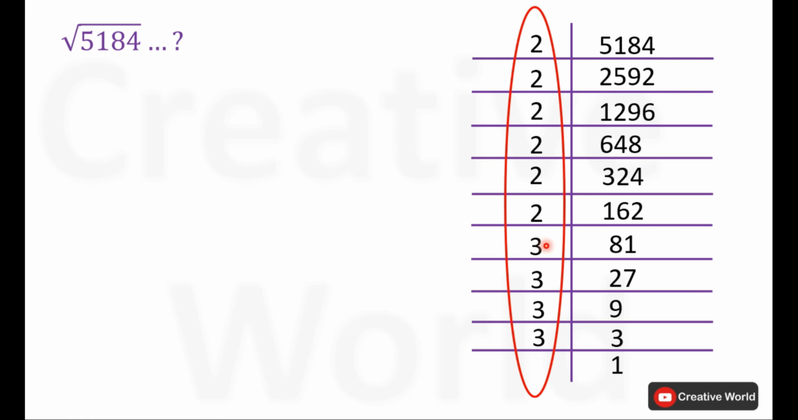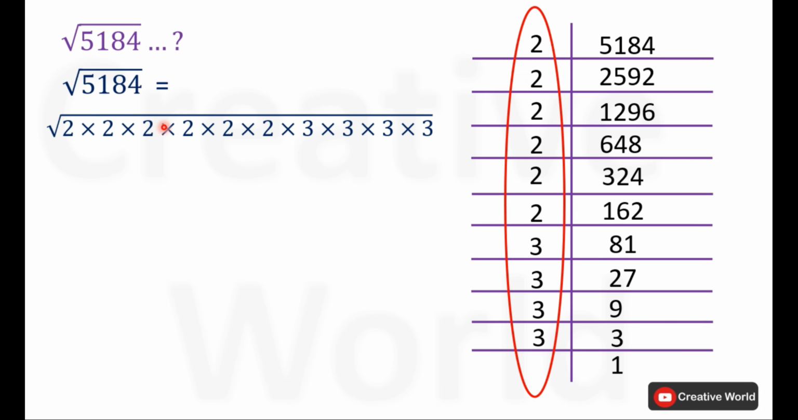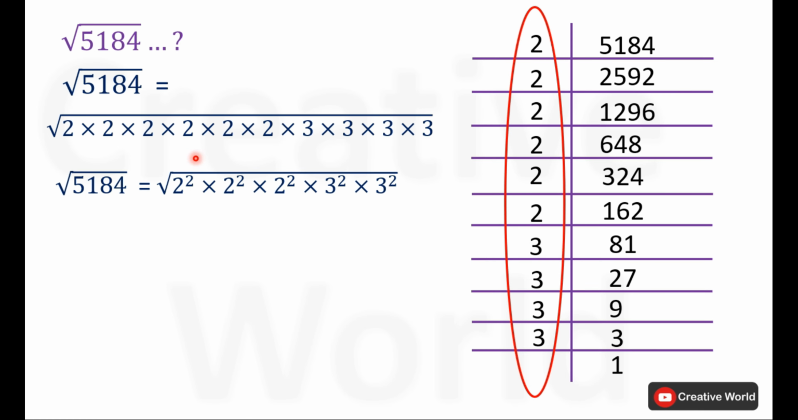Now we have all these prime numbers. If they are multiplied together, their answer will be equal to this value. So we can use their product instead of this value in the square root. This square root can be written as the product of all these prime numbers which we found in factorization. And these numbers can be written in the form of squares, making pairs of two same numbers.